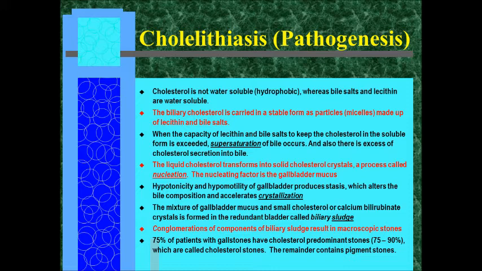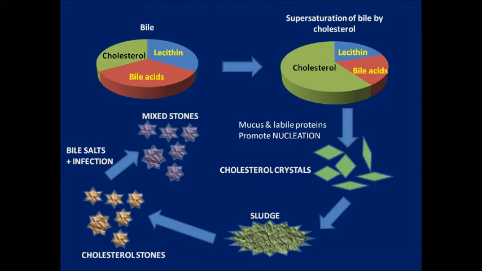The nucleating factor in the gallbladder is the mucus. Hypotonicity and hypomotility of gallbladder produces stasis, which alters the bile composition and accelerates crystallization. The mixture of gallbladder mucus and small cholesterol or calcium bilirubinate crystals is formed in the redundant gallbladder, called biliary sludge. Conglomeration of components of the biliary sludge result in macroscopic stones. 75% of the patients with gallstones have cholesterol predominant stones, which are called cholesterol stones. The remainder contain pigment stones. Here you see the diagrammatic representation of the pathogenesis of cholelithiasis.